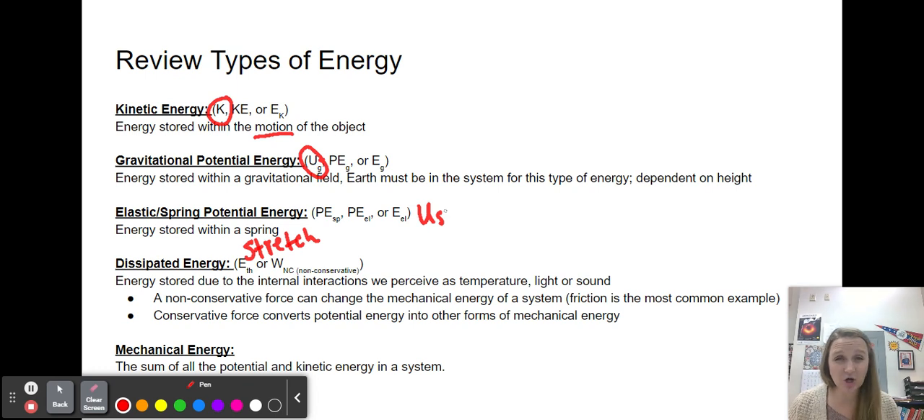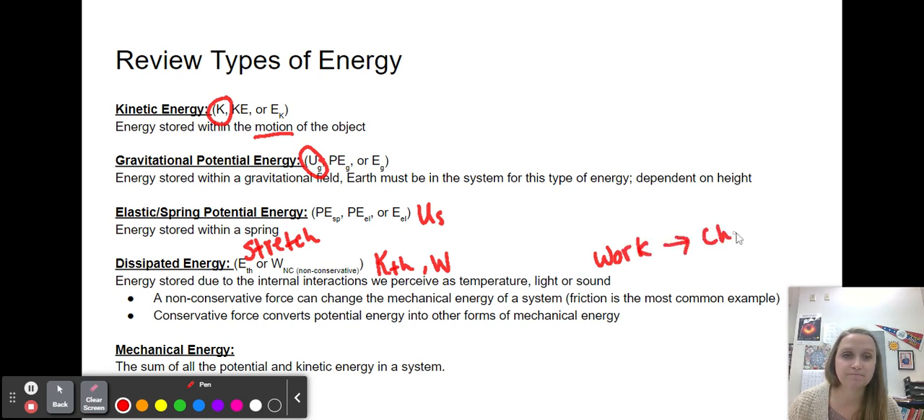This is one I did not talk about. This is going to be that thermal energy. Typically we're going to say KTH, but you also might see ETH, you might see work non-conservative, or you might just see work. And side note, we haven't gotten into this yet, but work is just the change in energy. So if energy is leaving or entering our system, we're just calling that work. This dissipated energy typically is going to be through temperature, light, sound, anything along those lines.